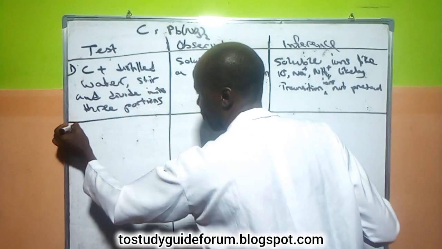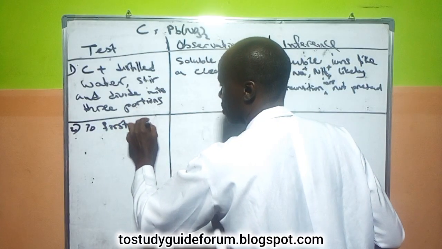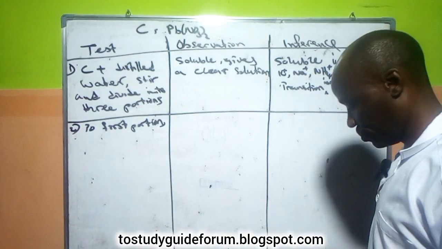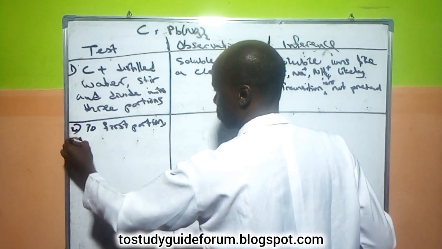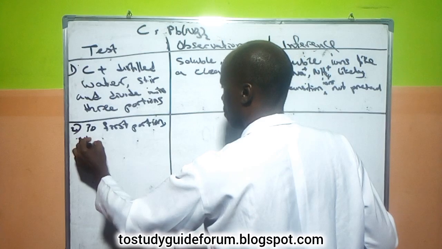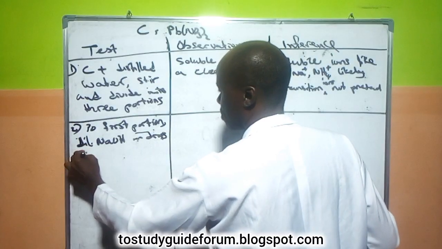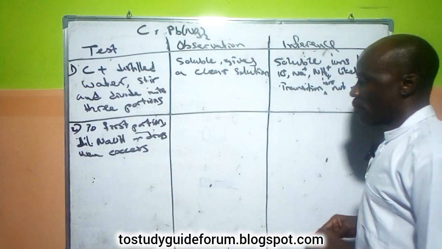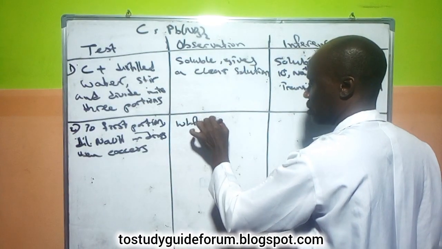Going over to the first portion, what we're going to do here is add dilute sodium hydroxide in drops, and in drops we have a white precipitate.